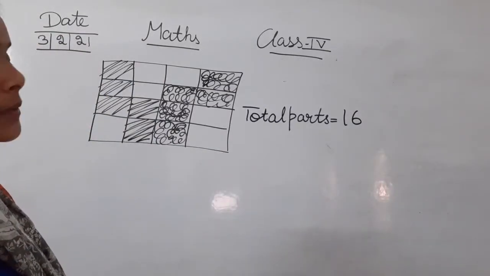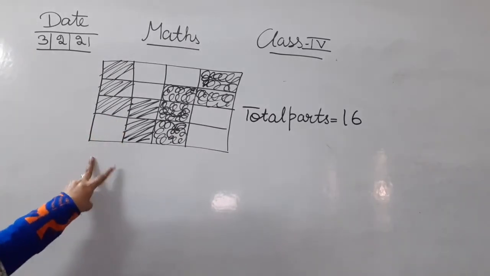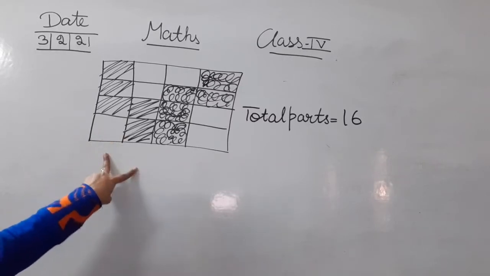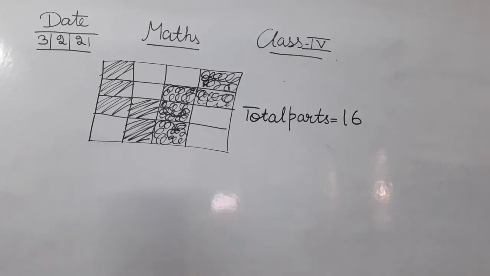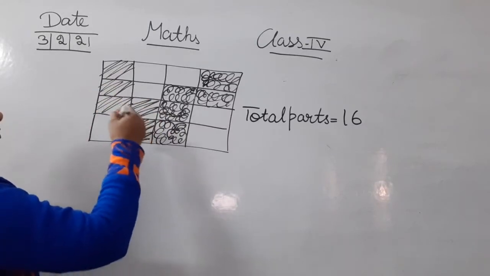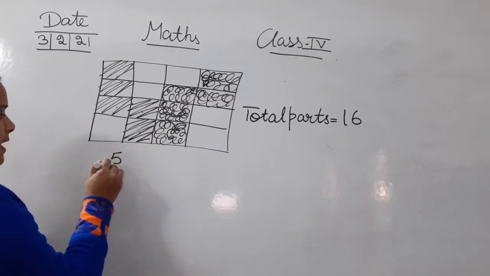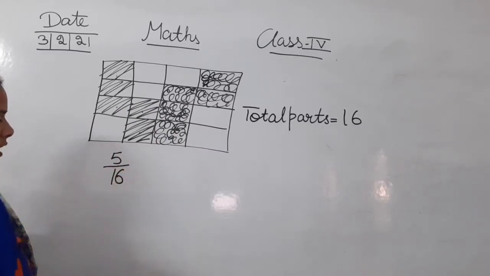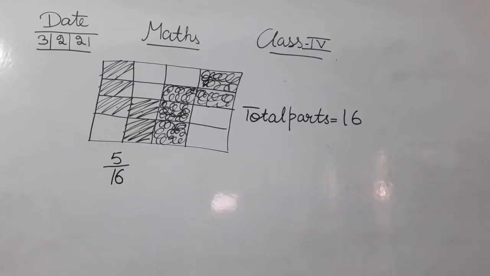So first of all we are going to write the fraction of the shaded part for the two different patterns. So let's write down: how many parts out of 16 are shaded like this, zigzag? 1, 2, 3, 4, 5. So that means 5 parts out of 16 are shaded with the zigzag pattern.